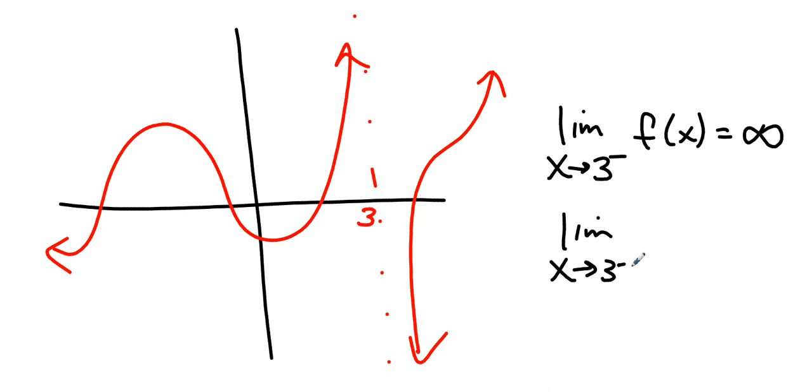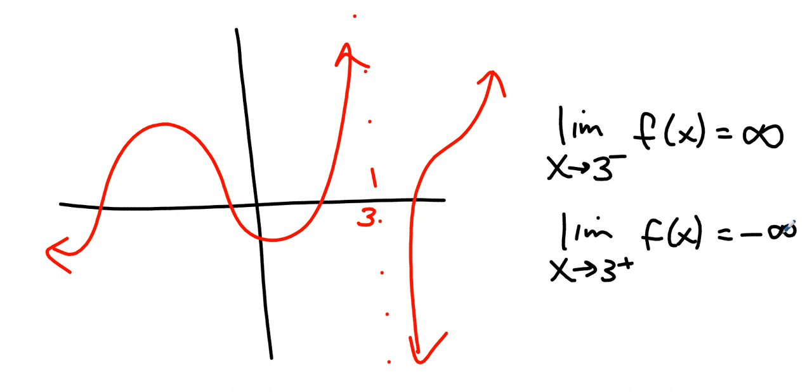Similarly, if we want the limit of f of x as x approaches 3 from the right-hand side, as the numbers come at 3 this way, that function goes down, down, down, and it decreases without bound. And if it decreases without bound, we say that that limit is negative infinity.